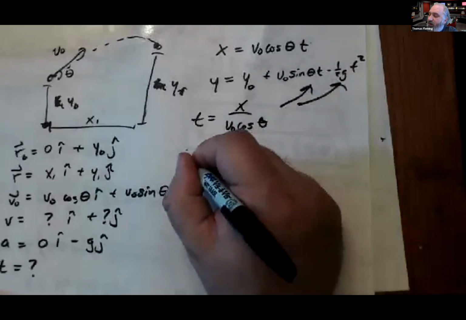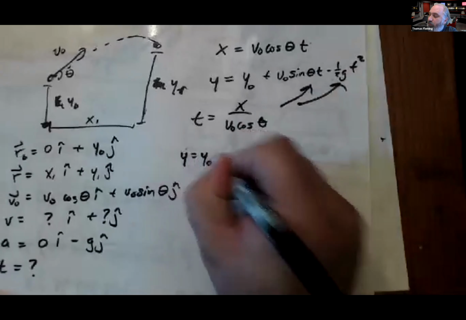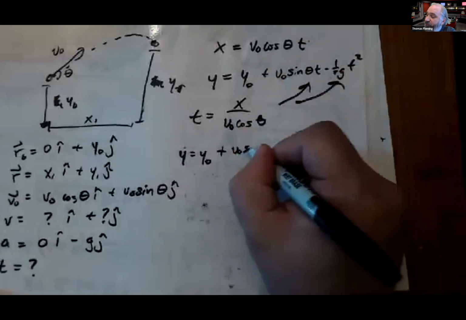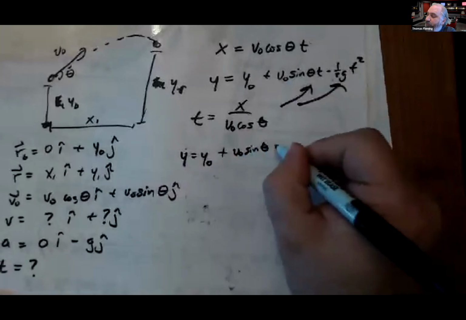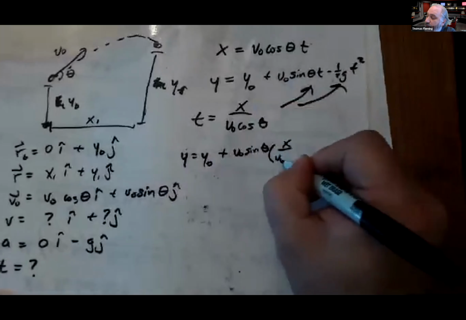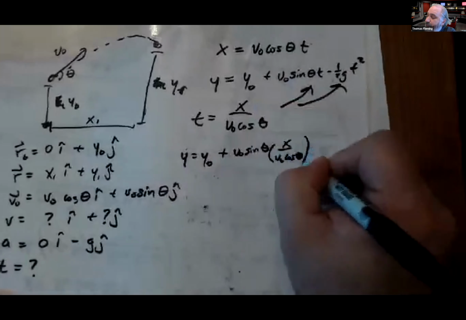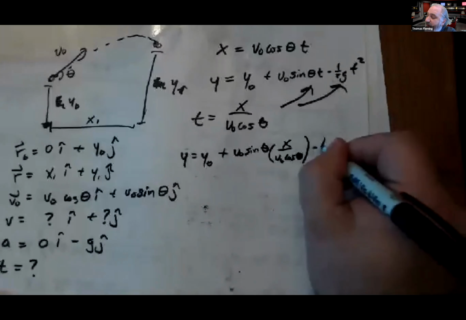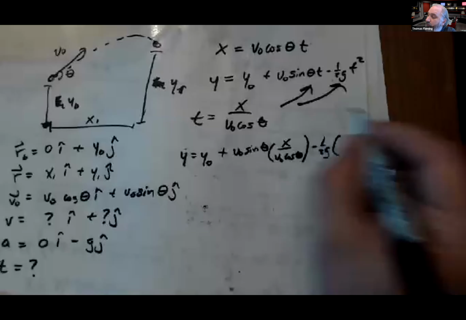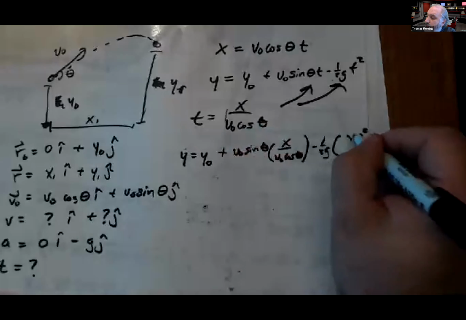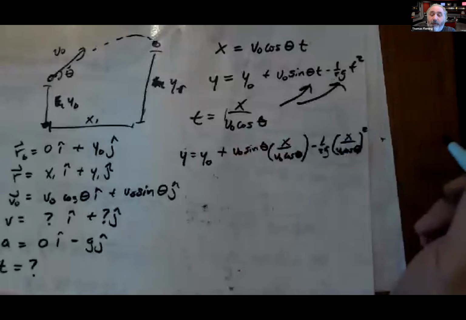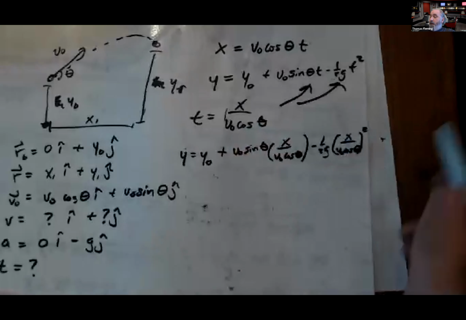So I'm going to have y final equals y initial plus v initial sine theta times t, which is this, x over v initial cosine theta. Then it's going to be minus 1/2 g times this squared.